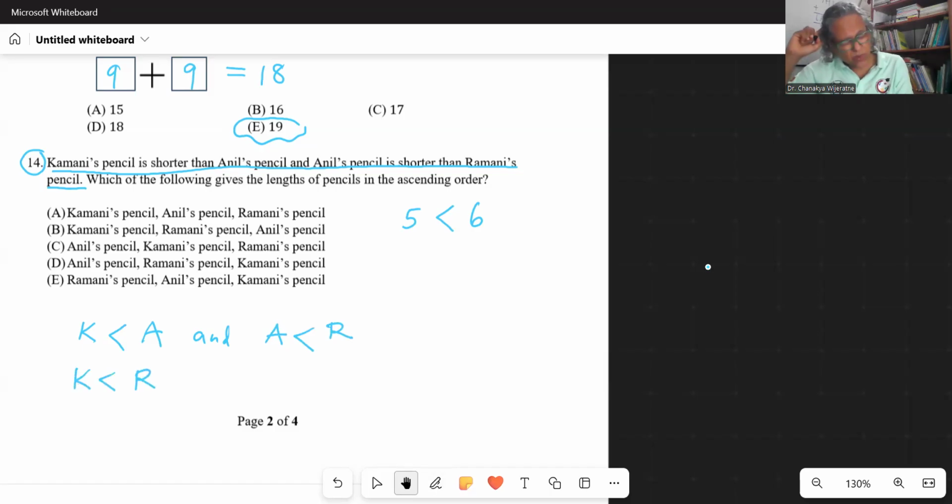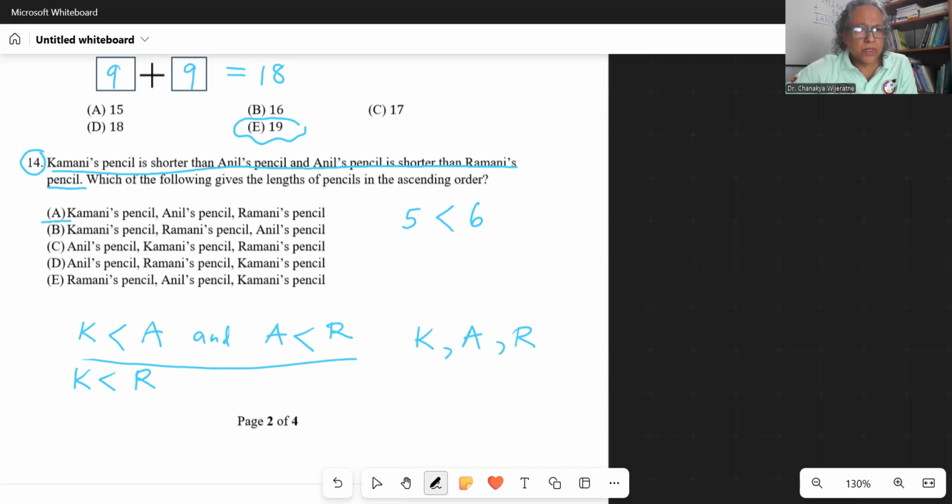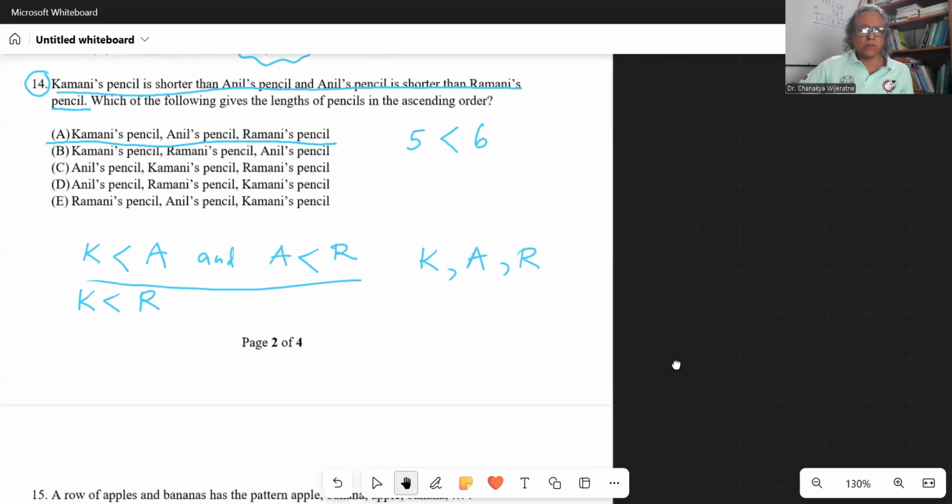Well, that is not what you want, even though this is true. So we need to give the lengths of the pencils in the ascending order, starting from the smallest to the biggest. So from this we can see that it has to be Kamani's, Anil's, and Ramani's. So that's of course the choice A. So that's the answer. Okay, so let's move on.